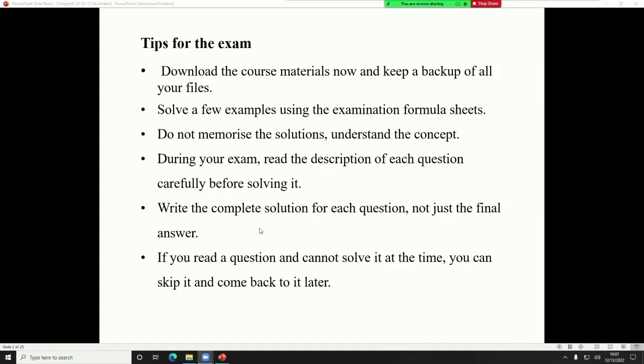The format of your examination paper is very similar to the ones I have uploaded for you. There are four large questions, and each question has smaller bits in it. I've tried to make sure those little bits are not connected, so if you cannot solve one bit, you can solve the rest of it.